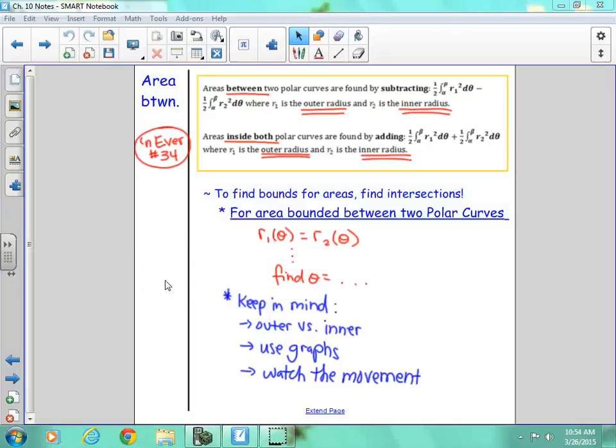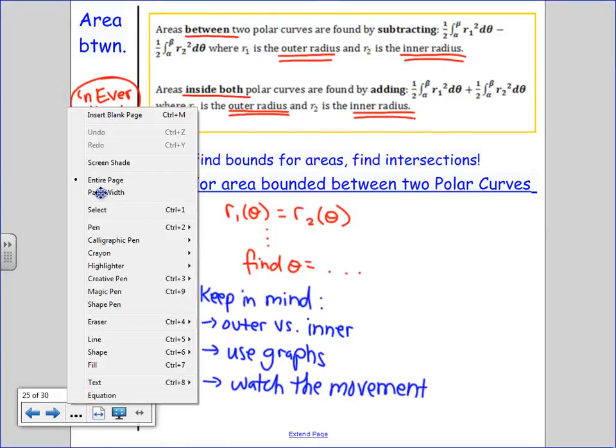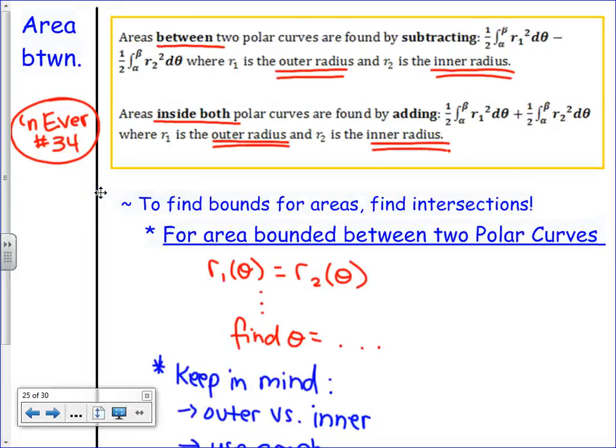What functions are we dealing with? Polar. And with polar, we wrote down a number yesterday that had two different things on it, and we're going to use both today. One of them is area between, and the other one is area inside both.